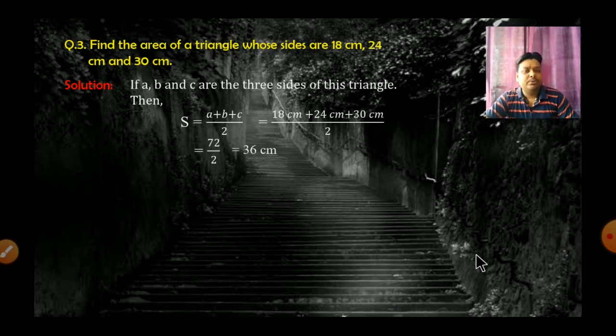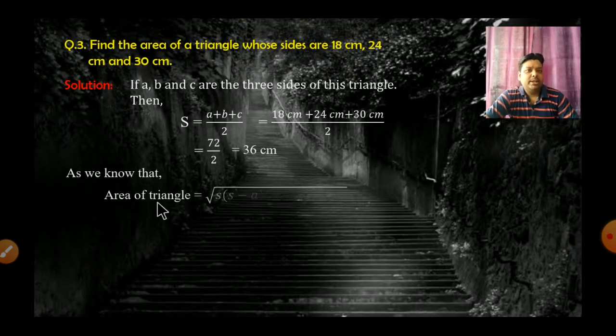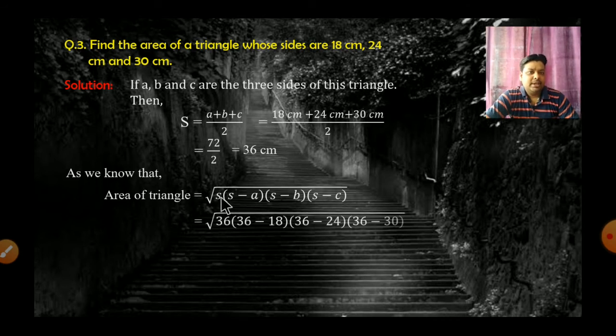Now we can apply the formula of area of a triangle by Heron's formula. So by Heron's formula, we can say that area of triangle is equal to under root S into S minus A, S minus B, S minus C. Okay. Now we will put the value. So here you can see S 36 into bracket S minus A. S is again 36 in between minus sign. Then A is what? 18. Again S 36 minus sign, B 24. Again S 36, C 30. Now here you can see that in between each bracket there is a multiply sign.